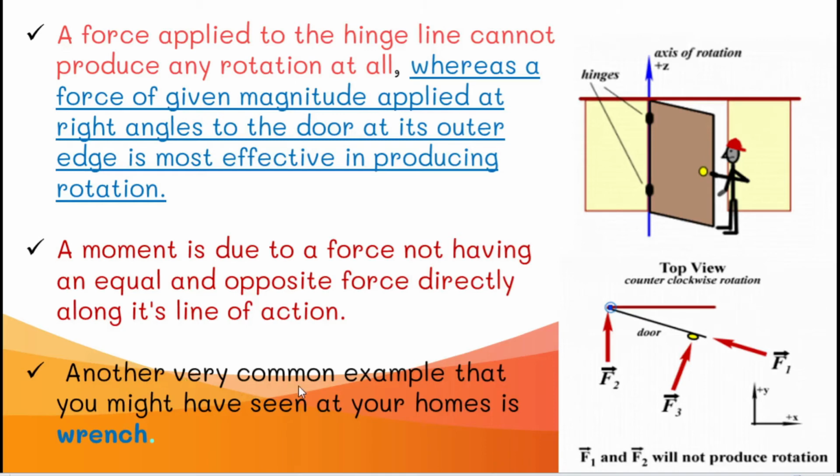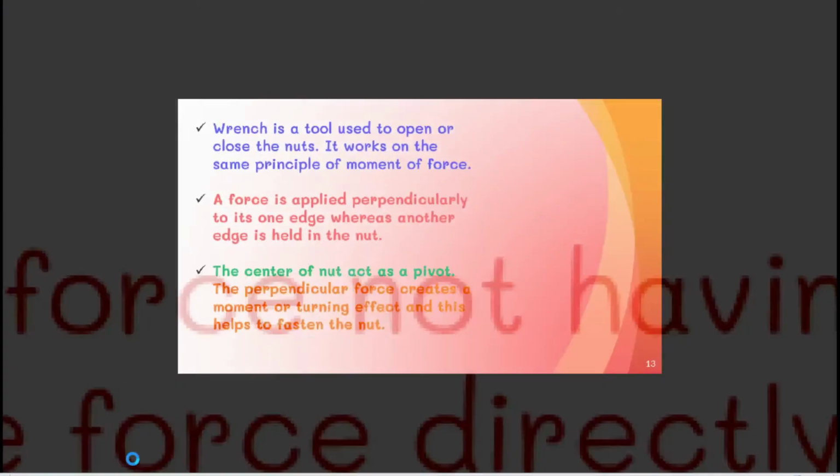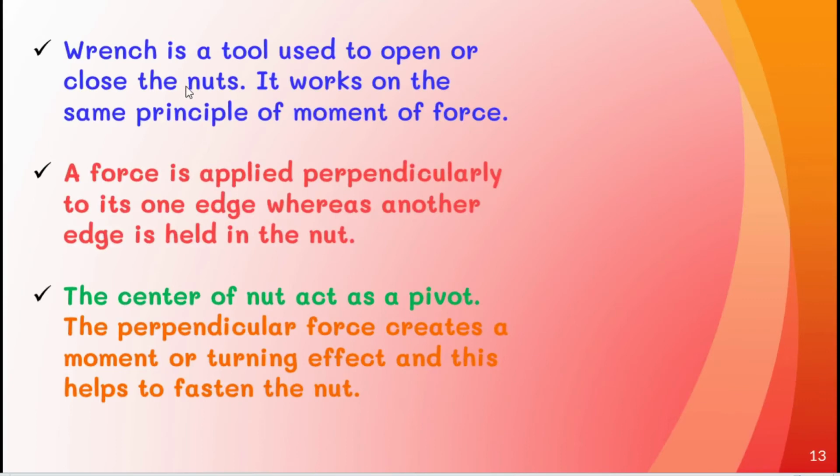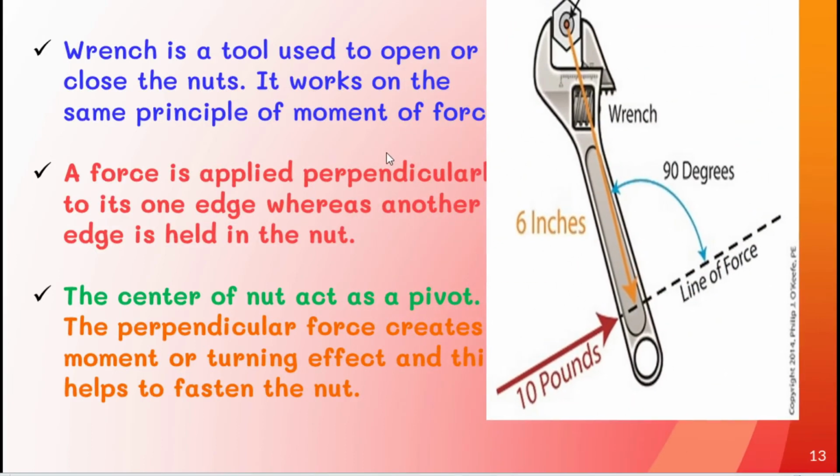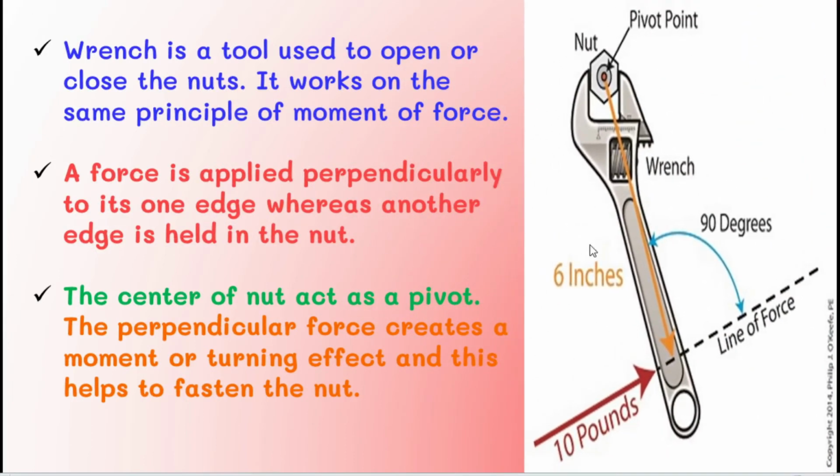Another very common example that you might have seen at your homes is the wrench. Wrench means spanner; the simple word is spanner. A wrench is a tool used to open or close nuts. It works on the same principle of moment of force. Very good. You can see this picture. This is the wrench.